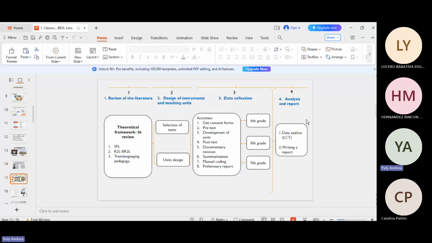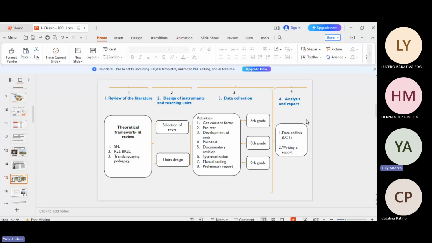So this is the methodology design, and probably you can follow these same stages that I took into account here. So the first stage was the review of the literature and the exploration, of course, of the theoretical framework. So I explored systemic functional linguistics, reading to learn, bilingual reading to learn, and I forgot to mention here that it is also multilingual reading to learn, and another term which is translanguaging pedagogy.